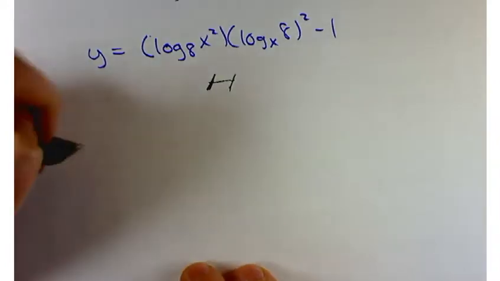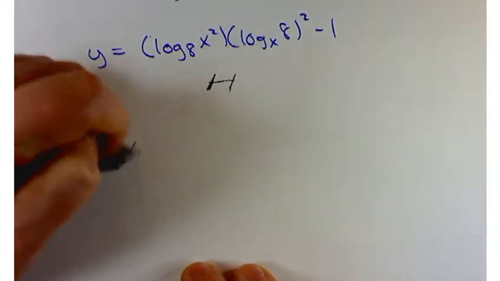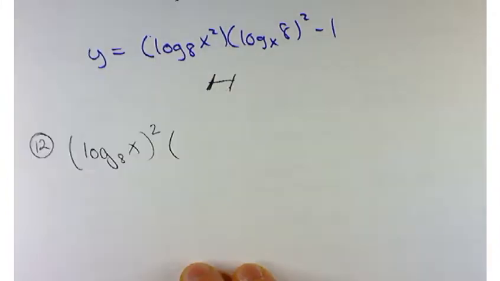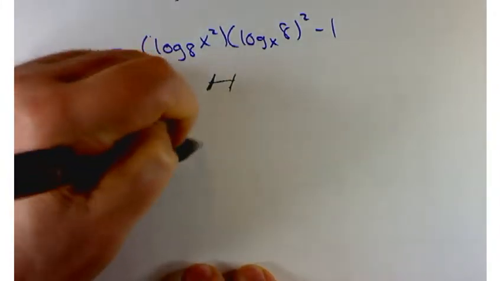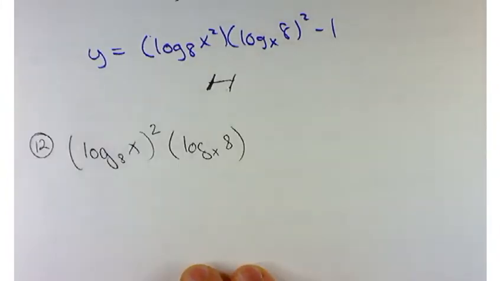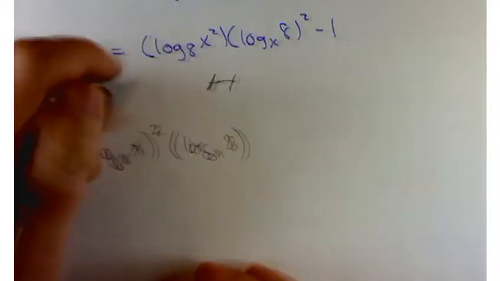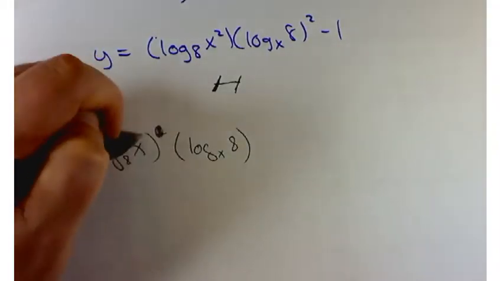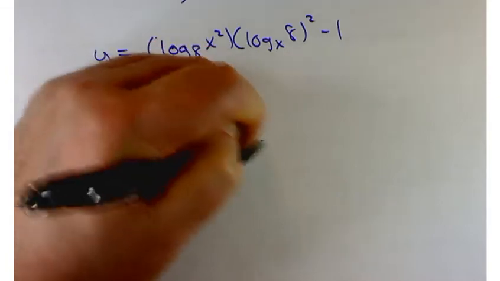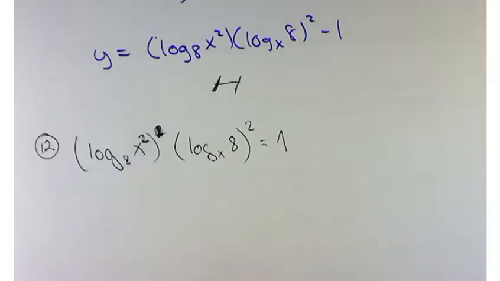The equation says the logarithm in base 8 of x, everything squared, times the logarithm in base x of 8. Nope, I already messed up. This square is right here. A square equals 1. Correct? That's what my problem says.